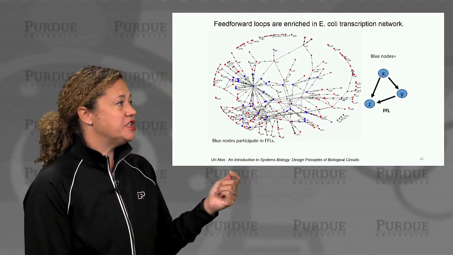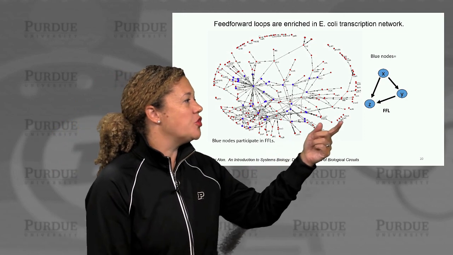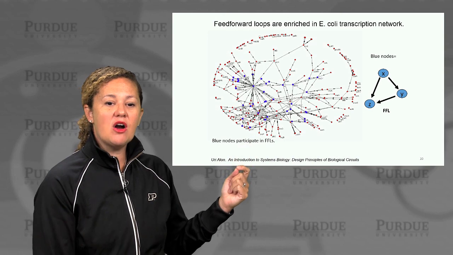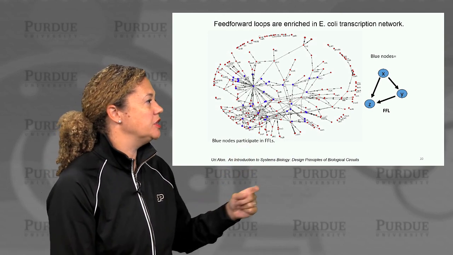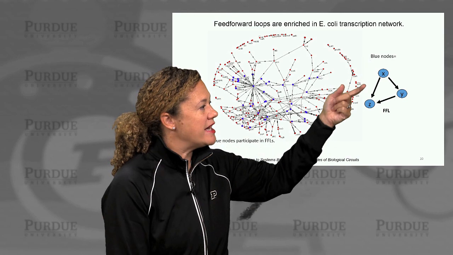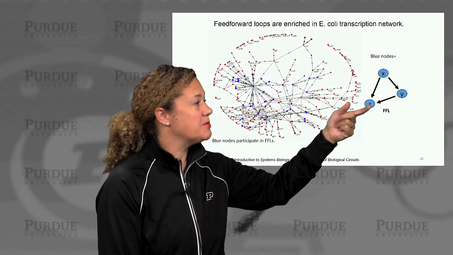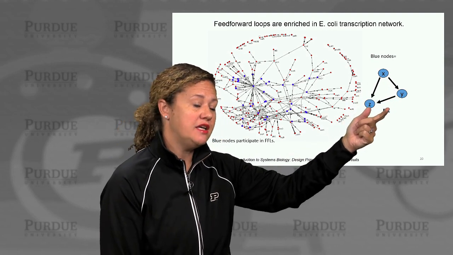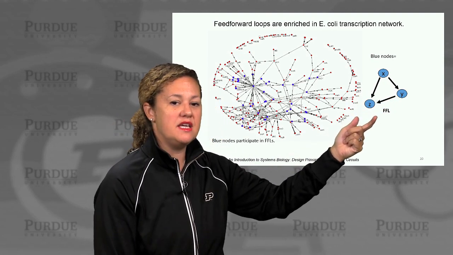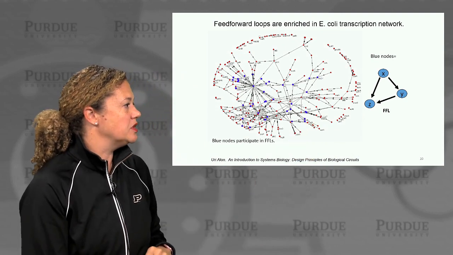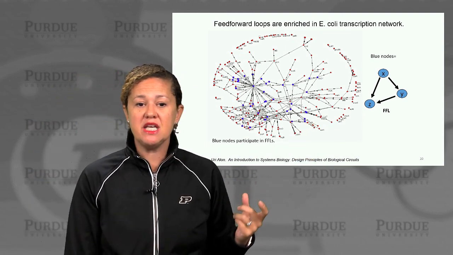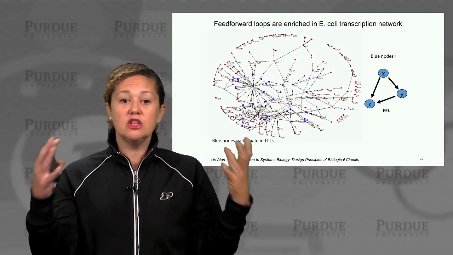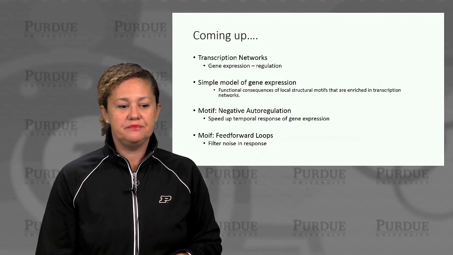One that is enriched in this network is the feed-forward loop. Here, nodes have been highlighted in blue that are participating in a feed-forward loop, where X has some direct path to influencing the expression of Z, as well as an indirect path via another gene on the expression of Z. We would call this a feed-forward loop. And this represents a motif, a local structure that is enriched within the larger structure of our network.